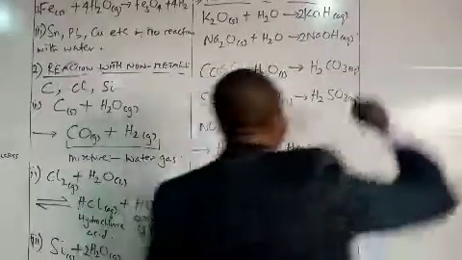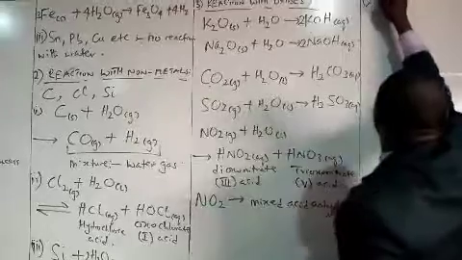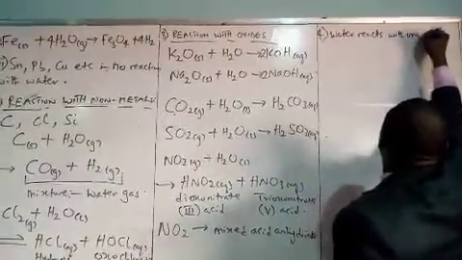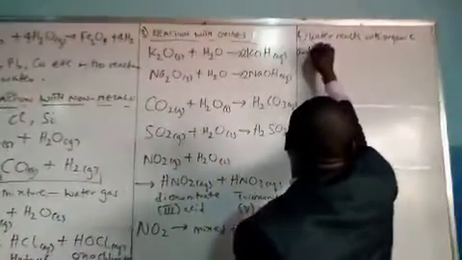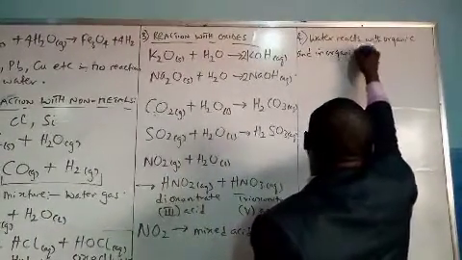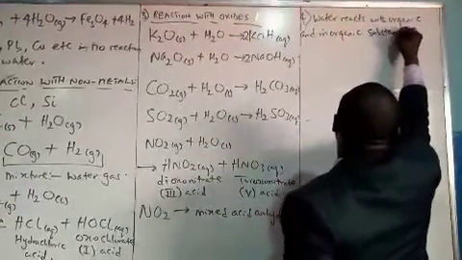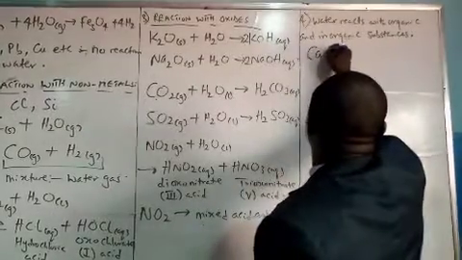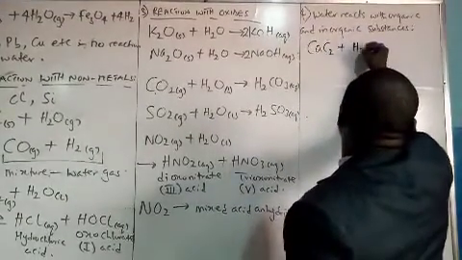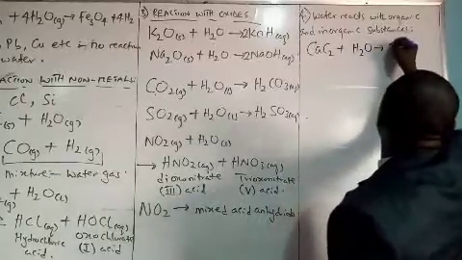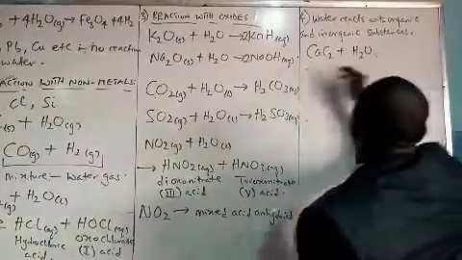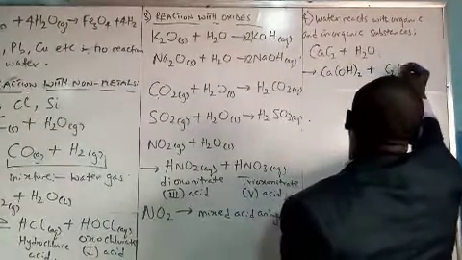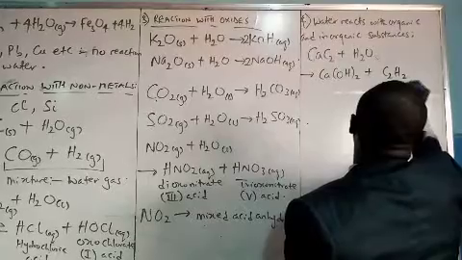Now the fourth one, which happens to be the last, is that water reacts with organic and inorganic substances. So I'll give you an example of some of the reactions. We have calcium carbide. When it reacts with water, it's going to give us two products. We have the calcium hydroxide, and we have ethene. So this one is known as ethene.